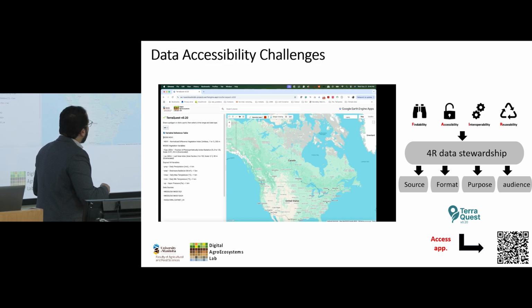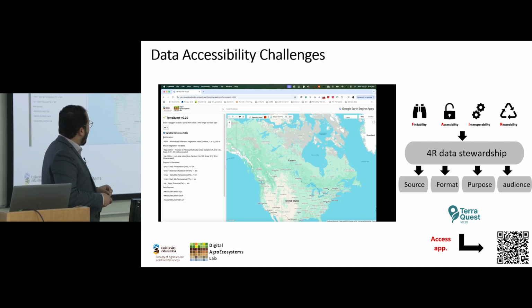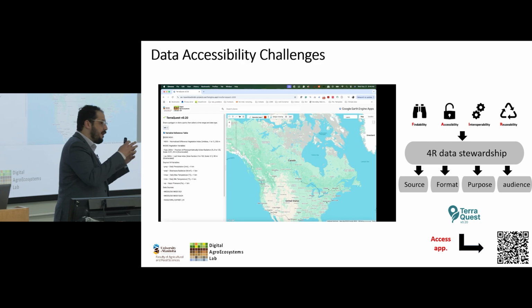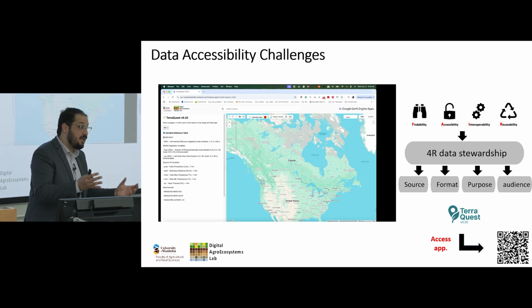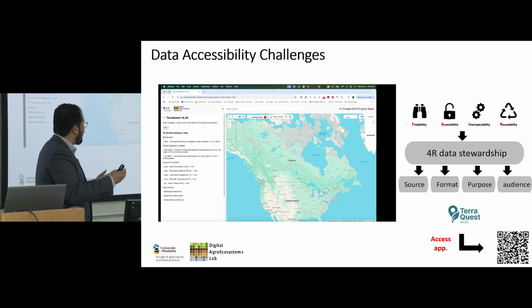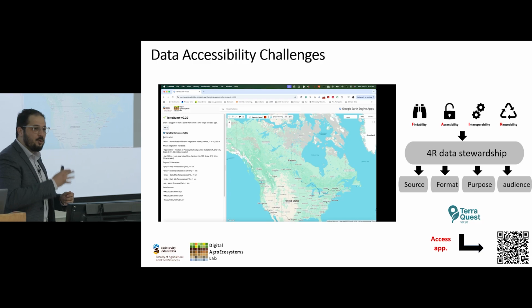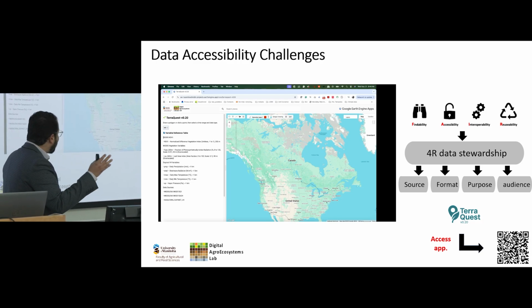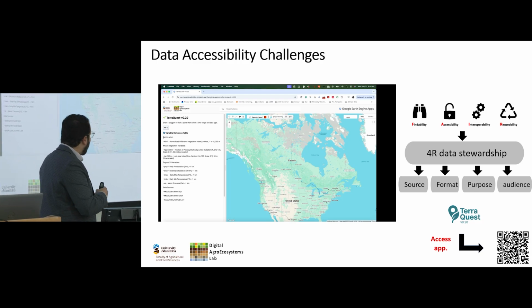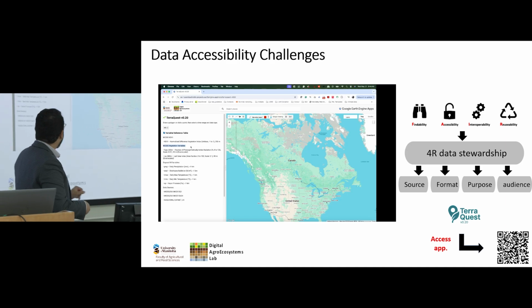We are using it, called the findability, accessibility, interoperability, and reusability of the data. They need to fit under this category. And after that, we've been surprised with the amount of data. We are dealing with maybe 5 terabytes of data in a multi-temporal dimension. So we call it 4R data stewardship, and I was joking with one of my colleagues about the nitrogen stewardship. So we stole this kind of word from him: the right source, the right format, the right purpose, and the right audience. And we started building an application that adapts the philosophy or the strategy we are trying to develop.